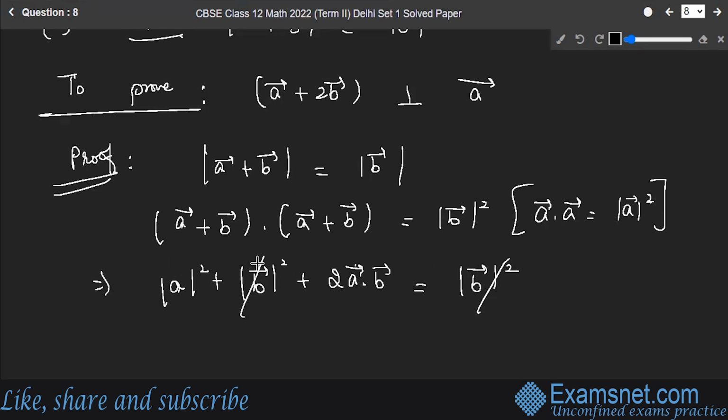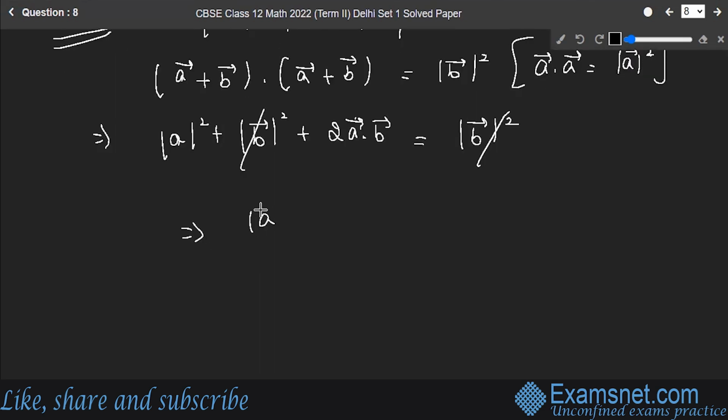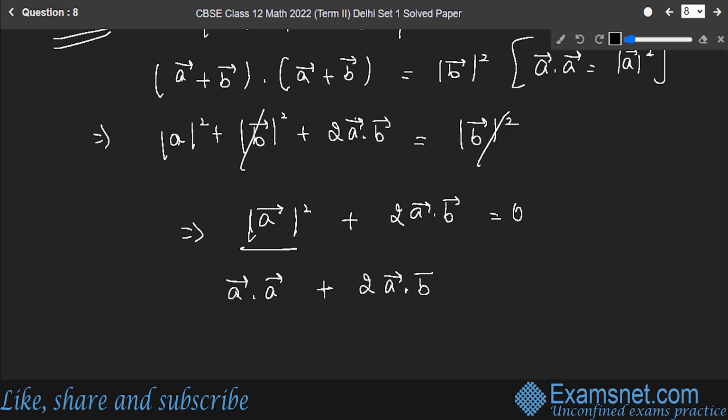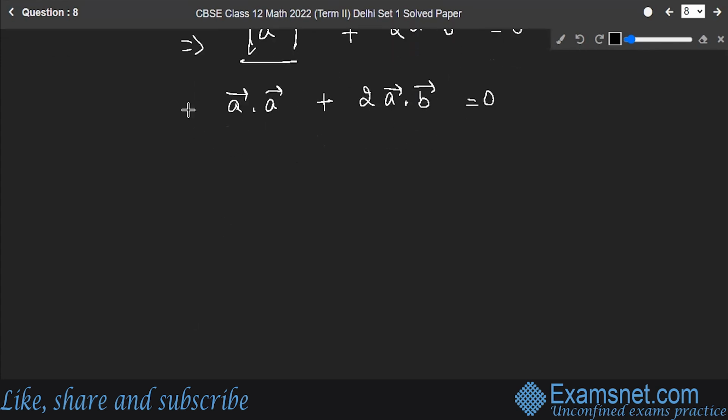These two will cancel and you have this plus 2 dot product of AB, and this can be written as dot product of A and A plus 2 into A vector into B vector is equal to 0. I'm taking the A vector common now. So you will have A vector dot A vector plus 2B vector is equal to 0, which simply means, see, their dot product, if the dot product of the two vectors is equal to 0, that means they are perpendicular to each other.